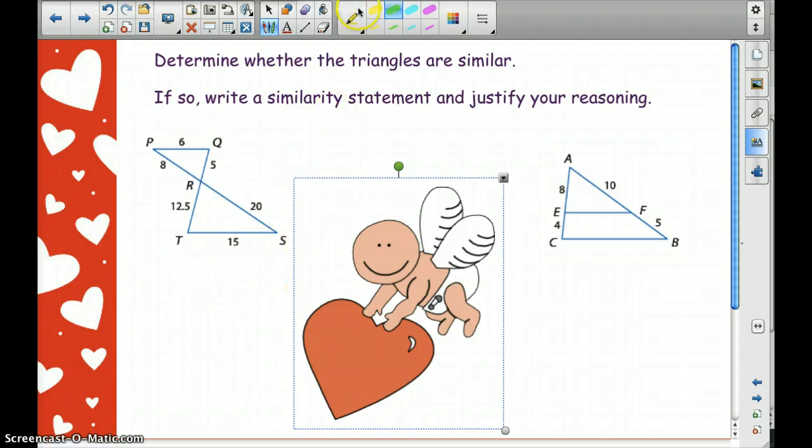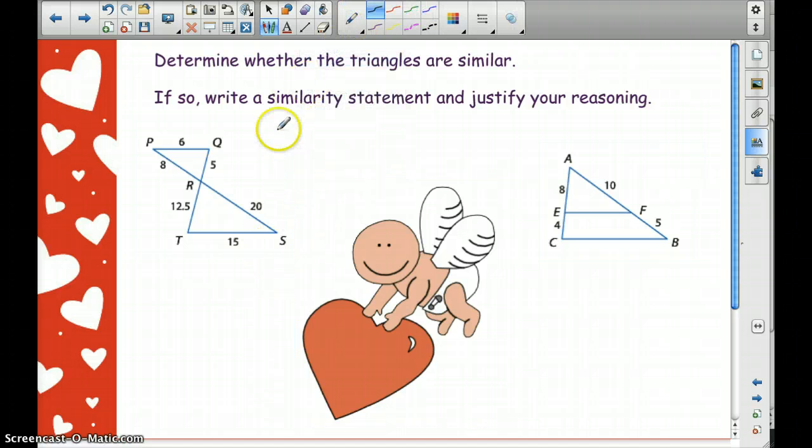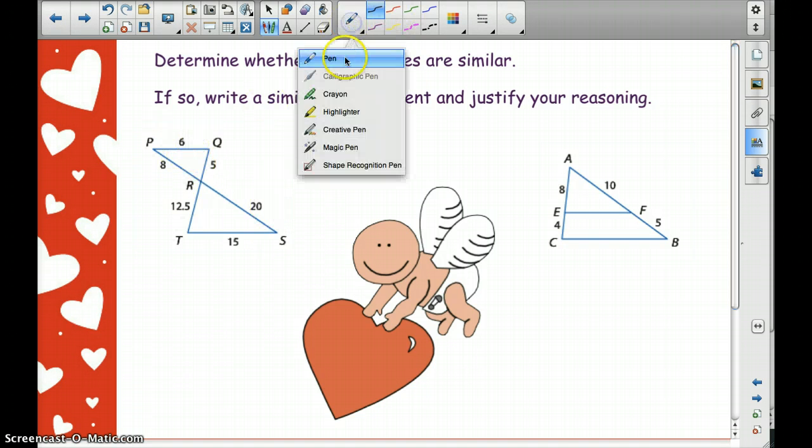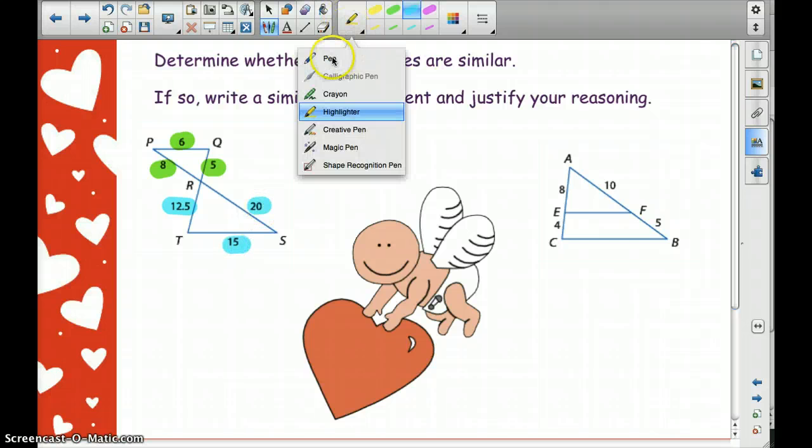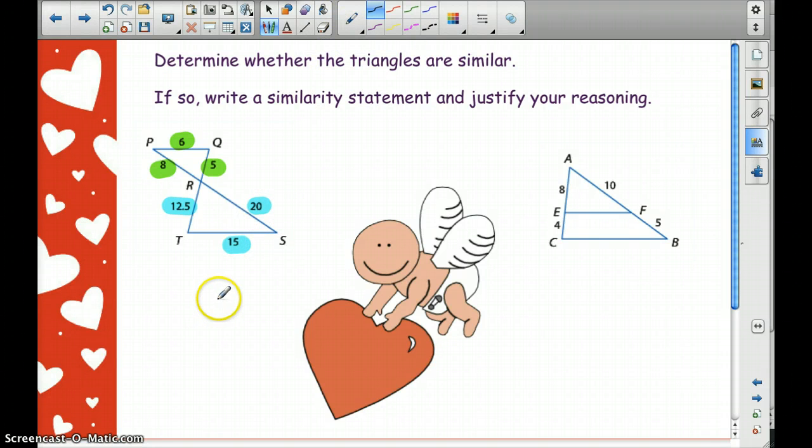So determine whether these triangles are similar, and if so, write a similarity statement and justify your reasoning. So let's look at this first one here. It looks like we're given three sides of this triangle and three sides of the other triangle. So now we have to decide whether or not these are similar.